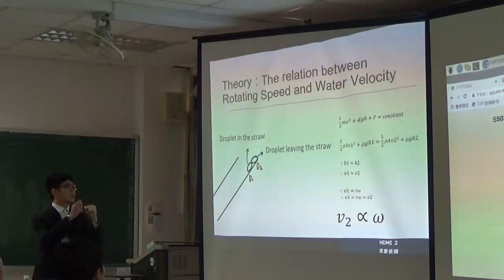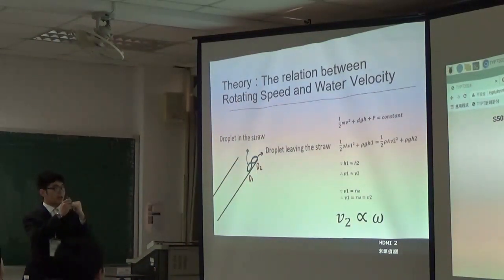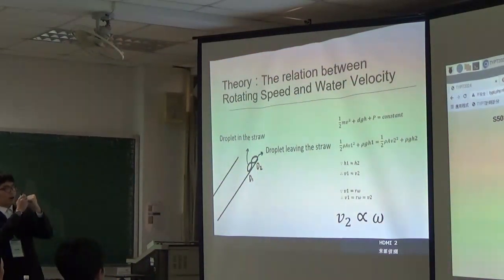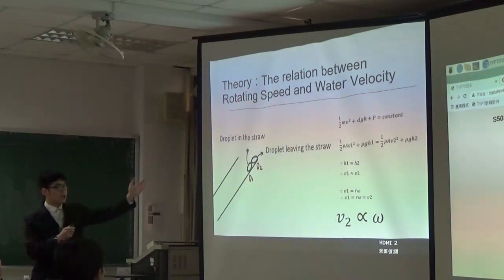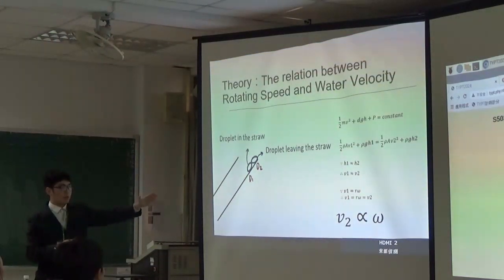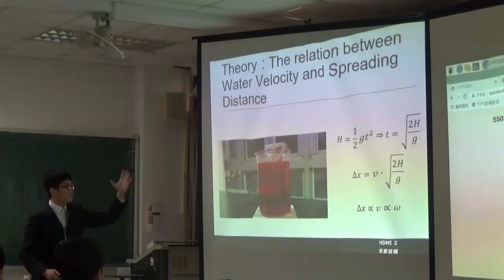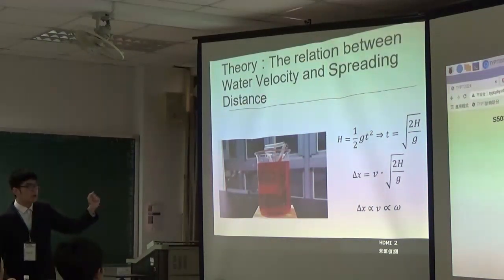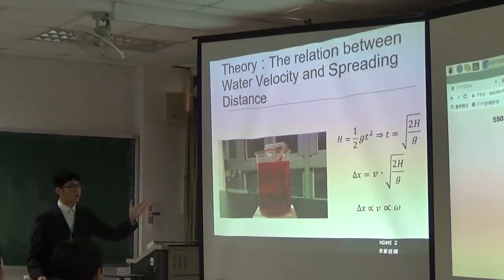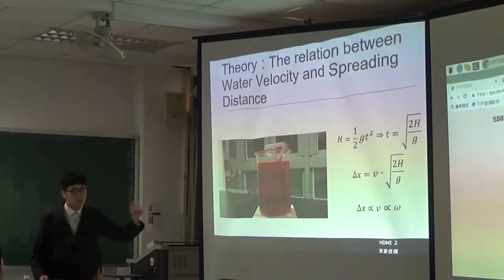Imagine there are two droplets. One droplet is inside the straw, and one droplet is going to leave the straw. Because their height is similar, we can predict that the velocity will be similar too. After some calculation, we can know that the velocity will be proportional to the rotating speed. Also, in the demonstration video, we found out that the water that flows out from the straw will be droplets instead of a water flow. That means we can use the projectile function to analyze this, where the spreading distance will be proportional to the velocity, and so proportional to the rotating speed.